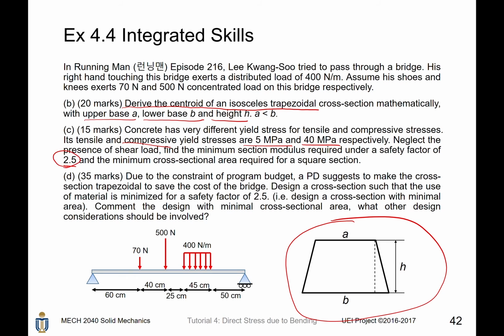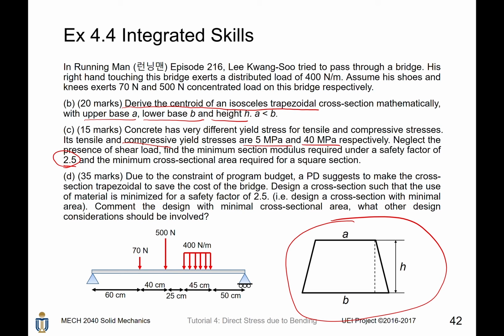The reason why I require 2.5 as the safety factor is that I don't know whether Kim Chong-gu will pass through this bridge just by stepping on it. Besides, due to the constraint of program budget, a PD, program director, suggests to make the cross-section trapezoidal to save the cost of the bridge.